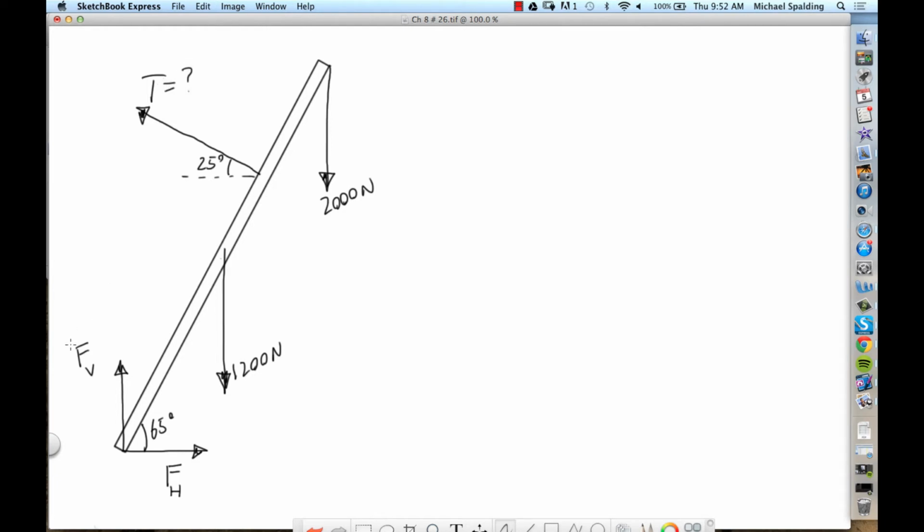Find the tension, and then it says find the components of the reaction force at the hinge. So what it means by components of the reaction force is force vertical and force horizontal. And just be aware, force horizontal and force vertical, are they really two different forces? In reality, it's one force at an angle. The hinge exerts a force at an angle. But those would be the components, force horizontal and force vertical.